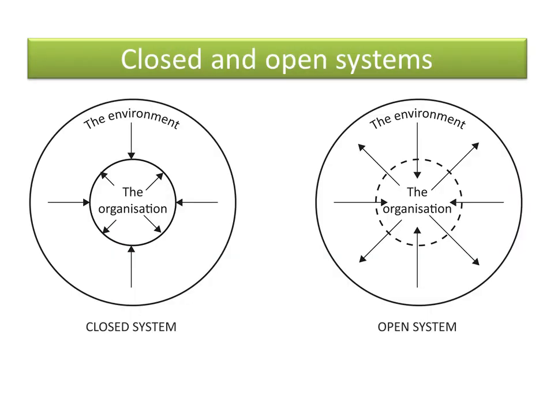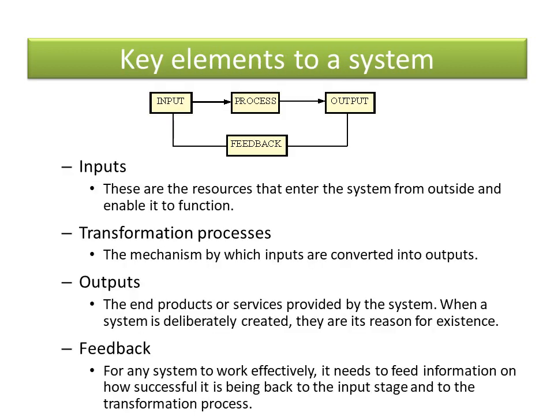So simple systems theory: systems can be open and closed. A closed system means it's not impacted by the environment and the organisation doesn't impact the environment. More realistically, organisations are seen as part of an open system where the environment impacts the organisation and the organisation also impacts the external environment. A simple system here: inputs, processes, outputs and feedback. So they're the basics of a system.